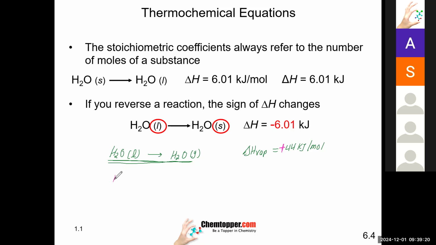If I write the reverse process, this is delta H of gas to liquid, delta H of condensation, and the value is minus 44 kilojoules per mole, right?